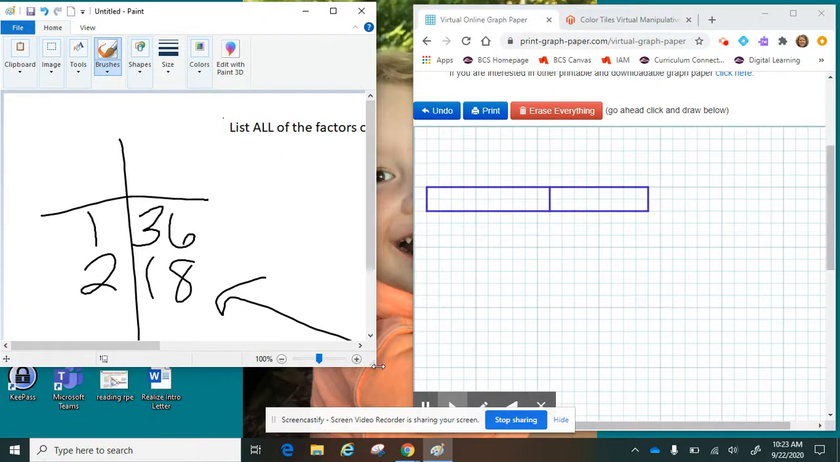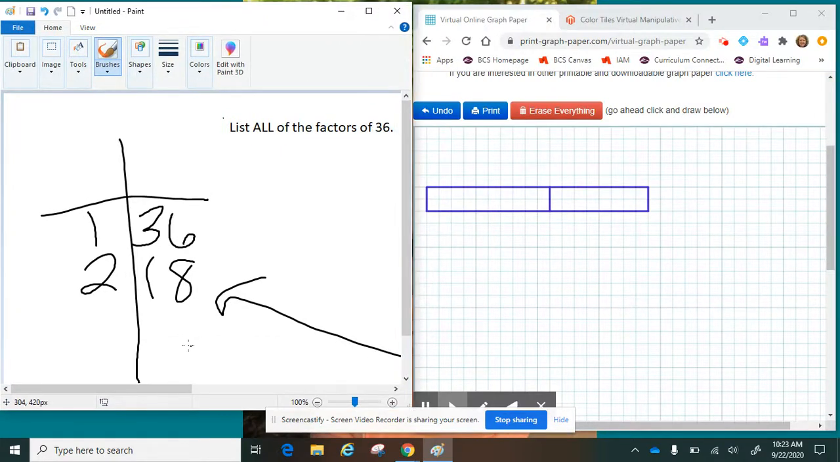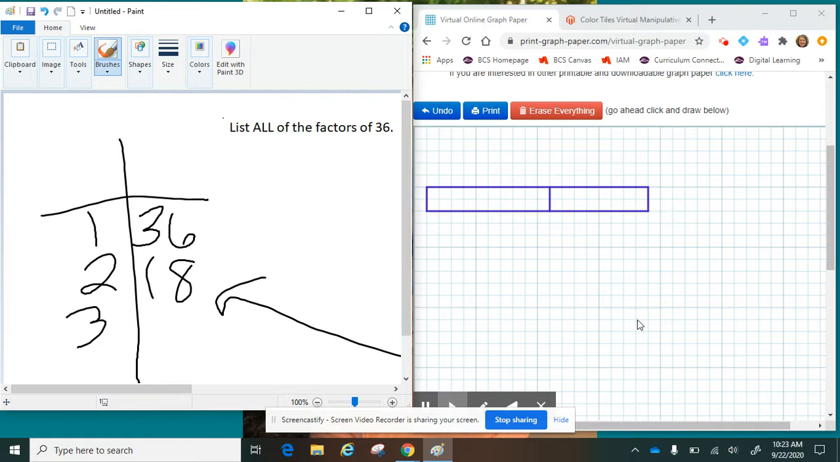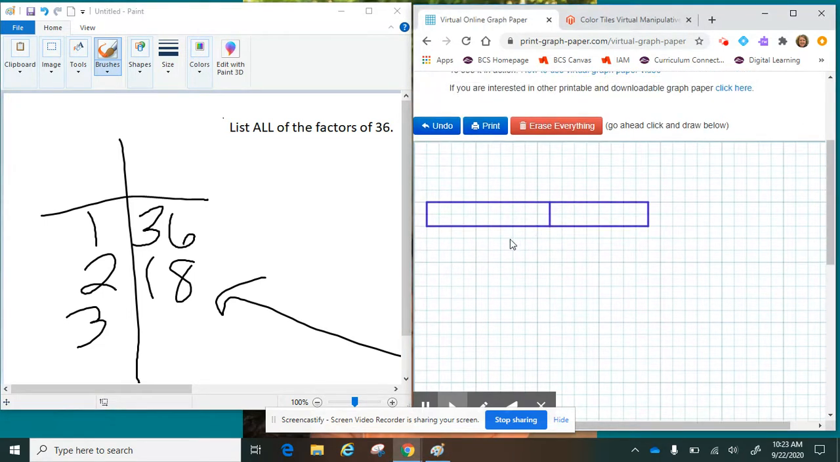Okay, now the next job I would need to do, I would need to try 3. If I'm not sure if 3 is a factor of 36, again, I could use tiles, I could use grid paper, I could also use multiplication facts like I did here. So let's use grid paper because virtually I think it's a little easier with a large number like this.